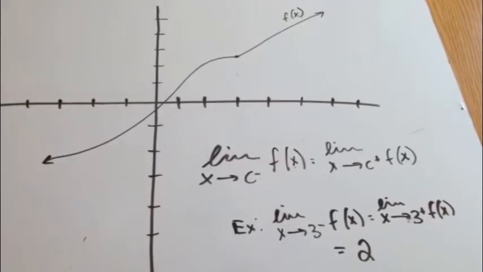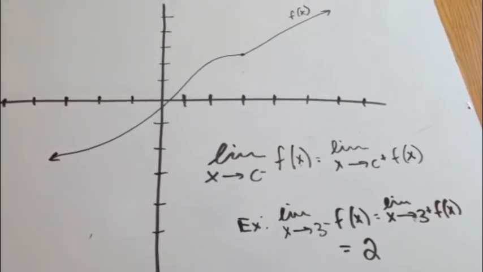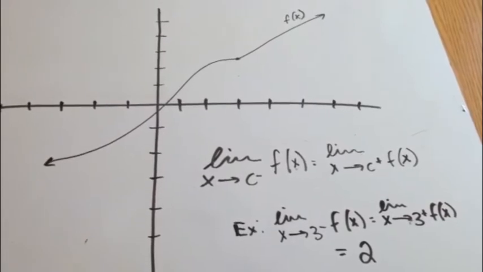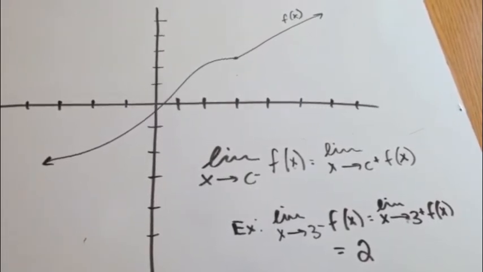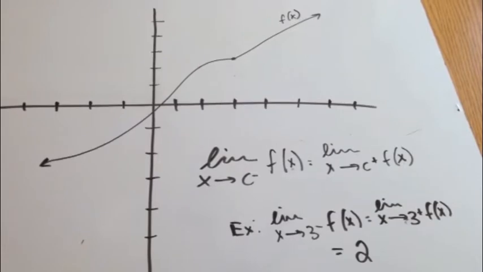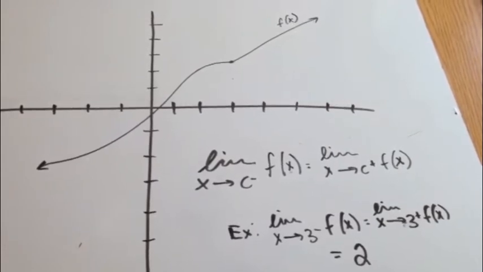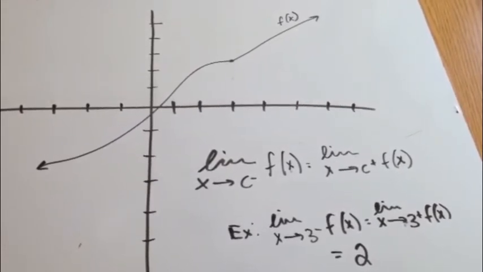A limit exists as long as the limit as x approaches c from the left equals the limit as x approaches c from the right. In this case, the limit is 2 because as x approaches 3 from the left, y approaches 2. And as x approaches 3 from the right, y also approaches 2.